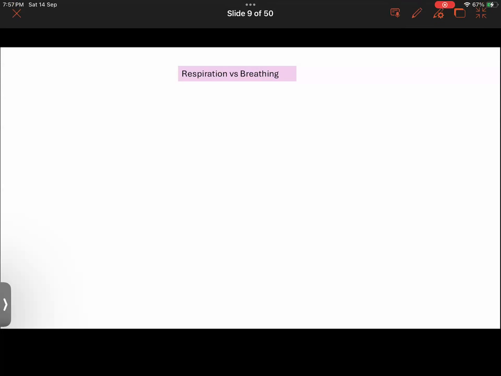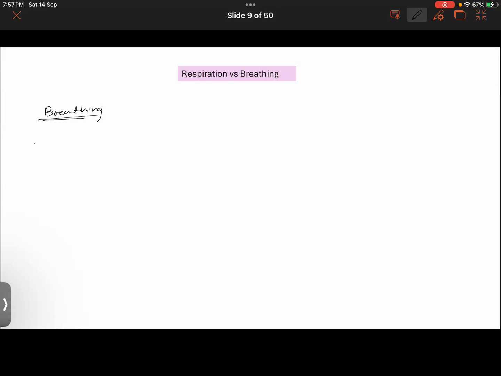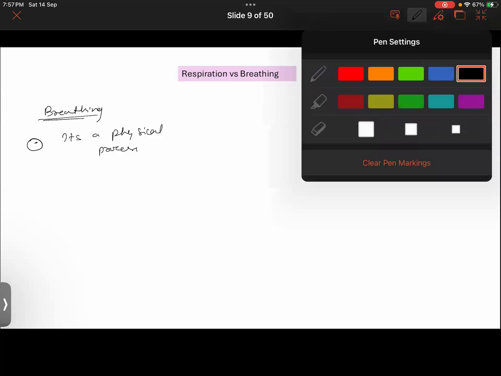Okay. So first of all, talking about breathing. We say that it's a physical process. While in the case of respiration, we get to know that respiration is a chemical process. Why do we say that it is a chemical process?